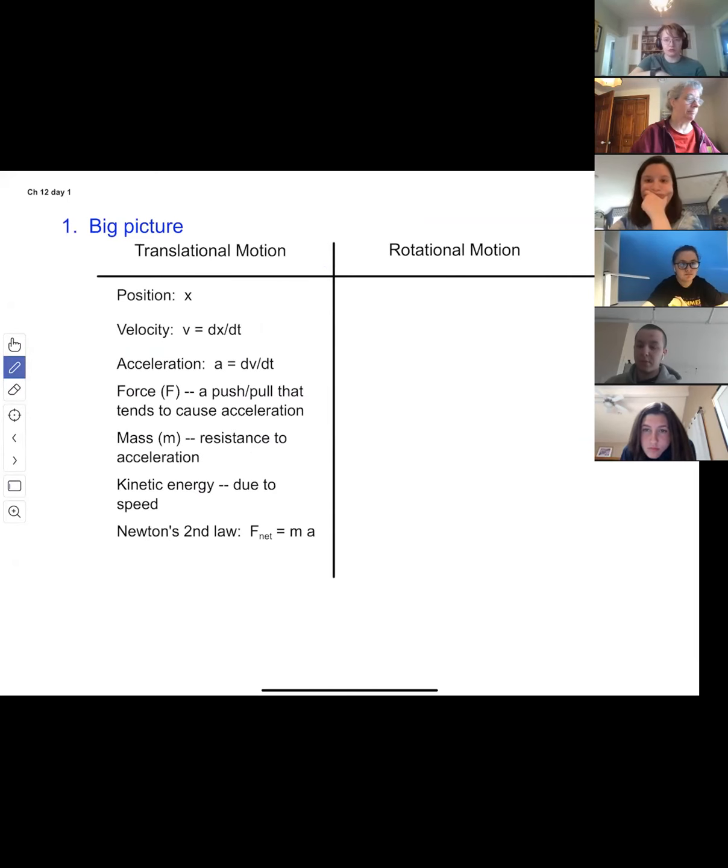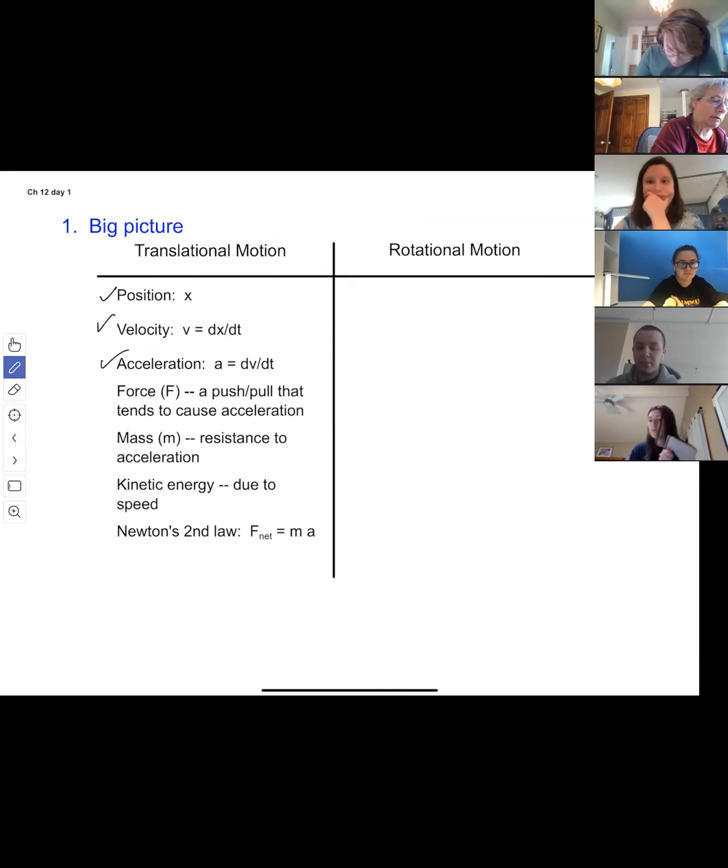Let's get started here. My big picture slide is, there's only one big picture slide today. And that is that in chapter 12, we're not necessarily introducing a lot of new ideas other than, I would say, moment of inertia and torque. Those are 2 big ideas. But they fit in a big framework that we've been building all semester: when we want to describe motion, we talk about position and velocity and acceleration.